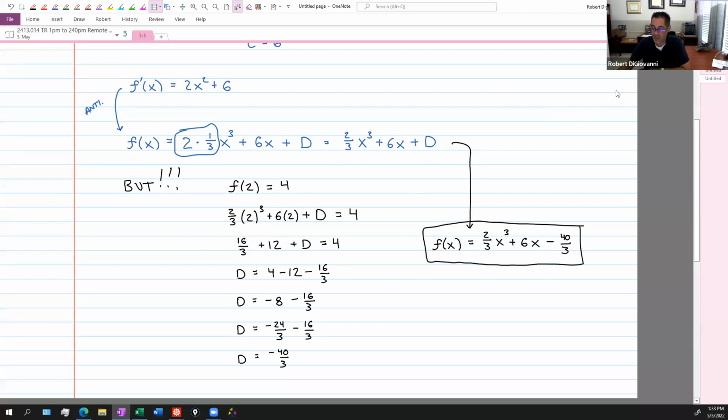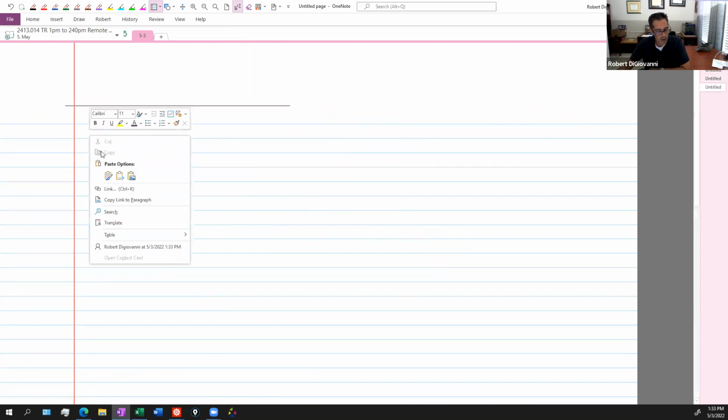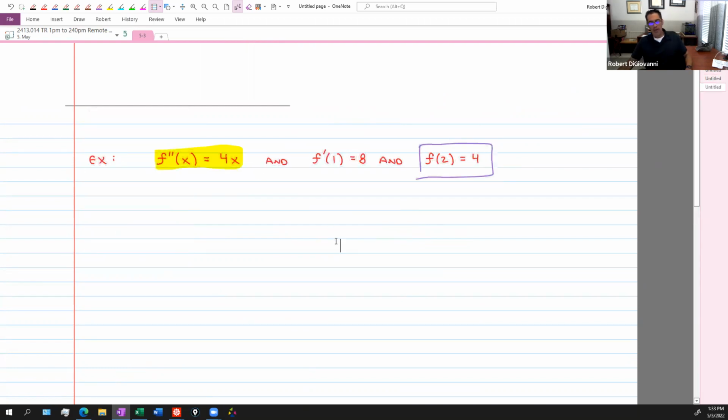All right, let's do another problem. You ready? I'm actually going to take the same problem and make a slight change to it. So I'm going to take this problem, copy it, paste it. And now, same thing. I'm giving you the second derivative, right? Now look at what else I'm going to give you.